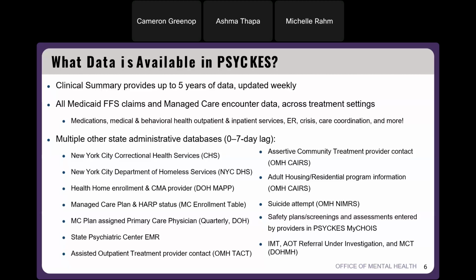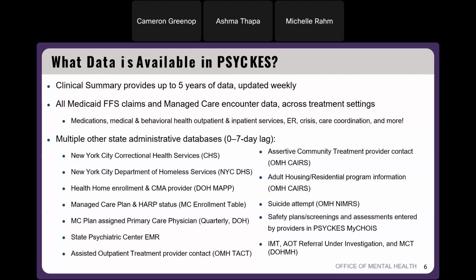And that's why we have our other data source set. So it's our state administrative databases as listed on the screen. And these are more real time with a 0 to 7 day lag here. I will mention a few here today. So we have New York City Correctional Health Services. So if somebody spent some time in a jail-based care setting, we will have that data in our application. We also have Department of Homeless Services data for New York City, health home enrollment and CMA provider information from DOH MAP. We have the name and the contact information for the health home in our application.